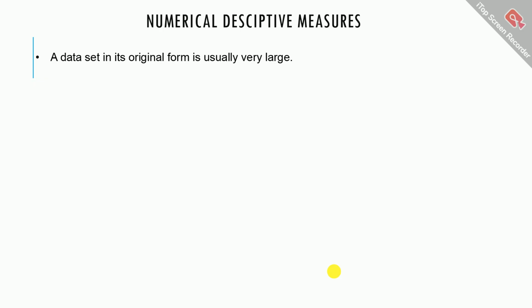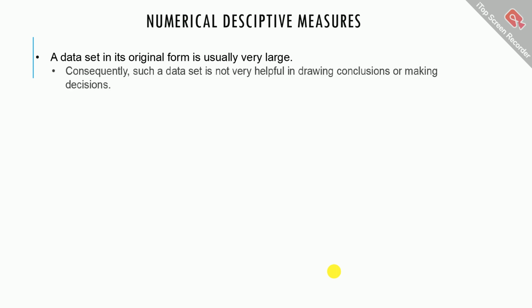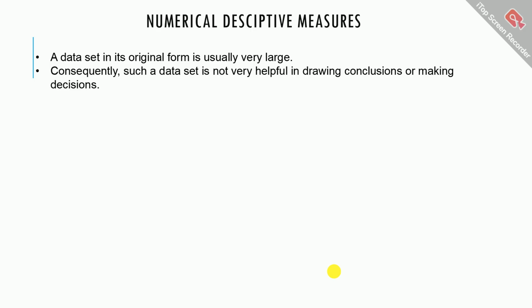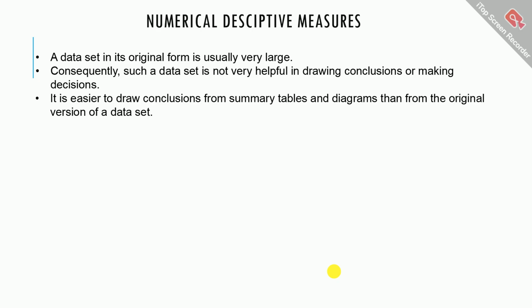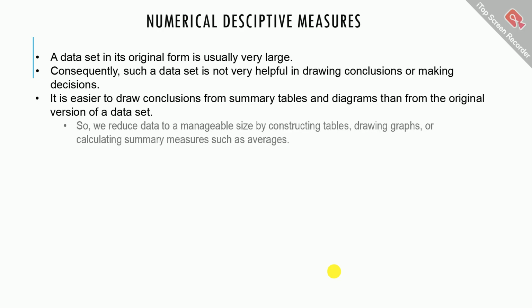A data set in its original form, where the data have not been processed or analyzed, is usually very large, and such a data set is not very helpful in drawing conclusions or making decisions. It is easier to draw conclusions from summary tables like frequency distribution, one-way table, two-way tabulation, contingency tables or cross tables, and diagrammatic representation or graphic presentation of data than from the original version of a data set.